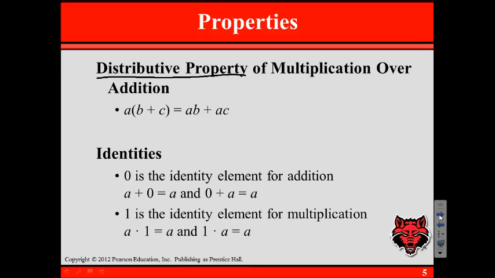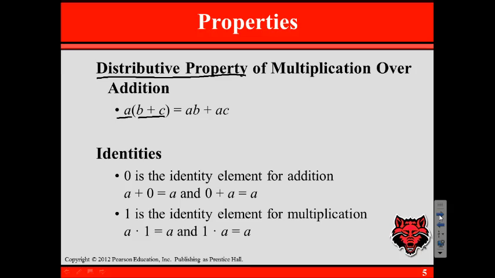So this is the distributive property of multiplication over addition. And that tells us if we have a number A times the sum, B plus C, that is the same as A times B plus A times C.